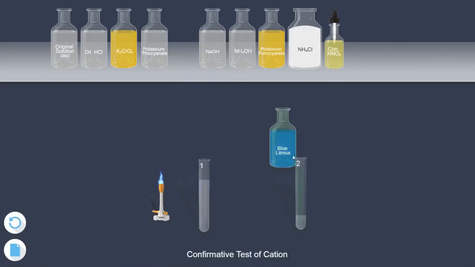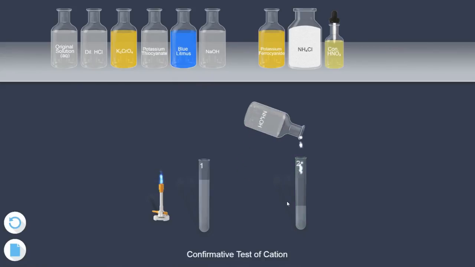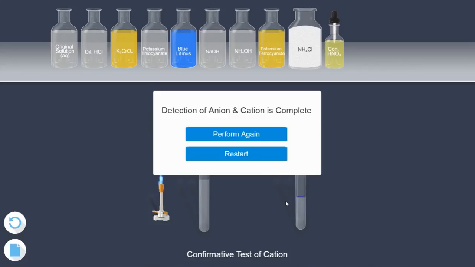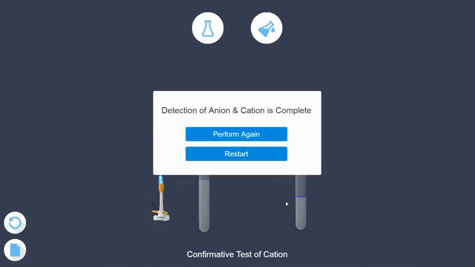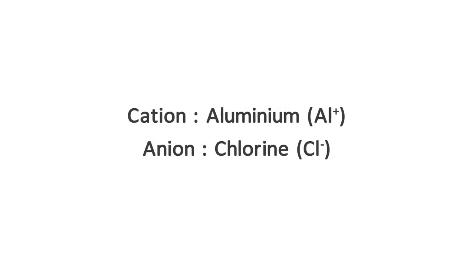To test tube 2, add blue litmus solution and ammonium hydroxide solution. A blue floating mass on the solution will appear, which confirms the presence of aluminium ion in the given salt. With this analysis, we can infer that the given cation is aluminium and the anion is chloride.